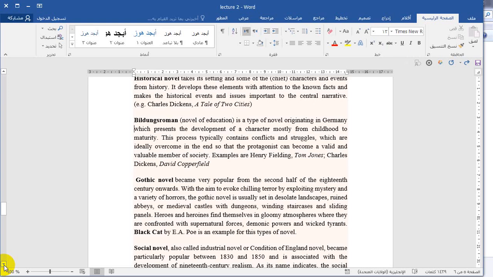And this year we are going to study The Black Cat. The Black Cat is a typical Gothic novel. Also, what do we have?